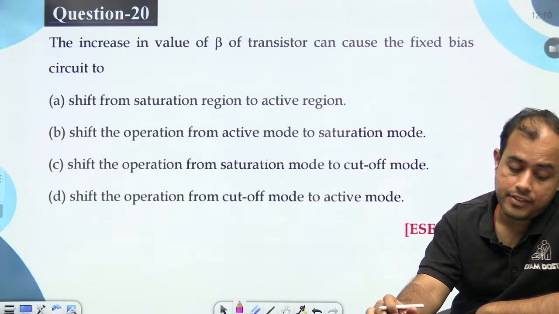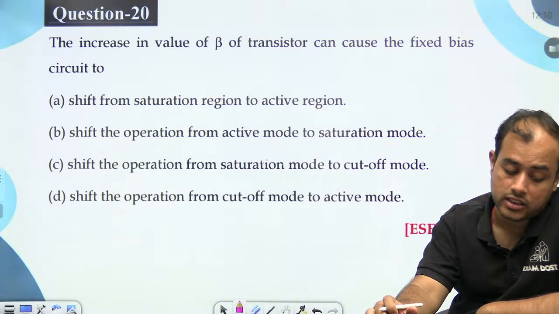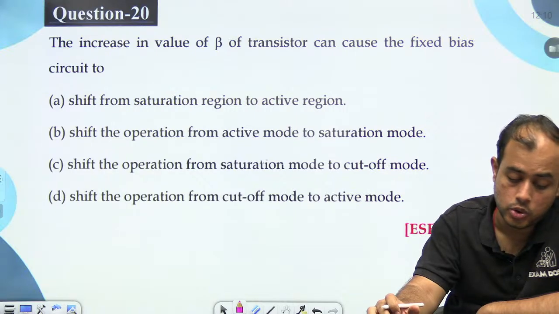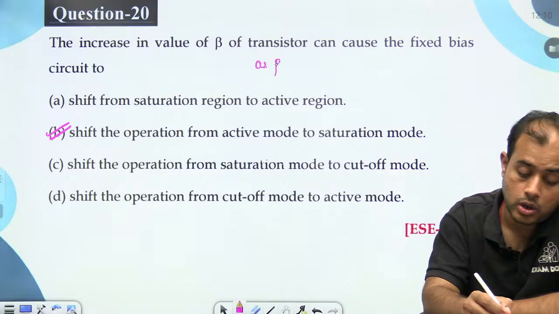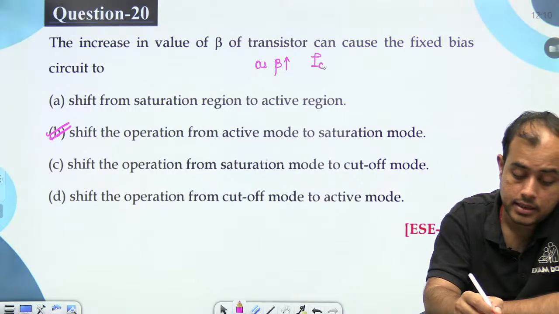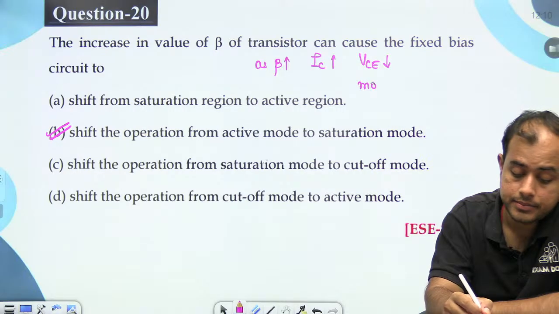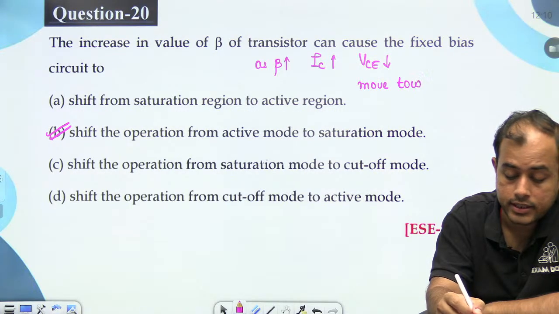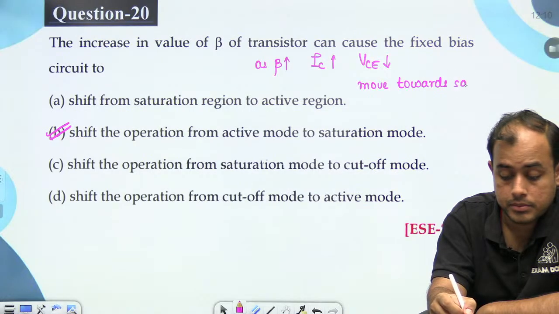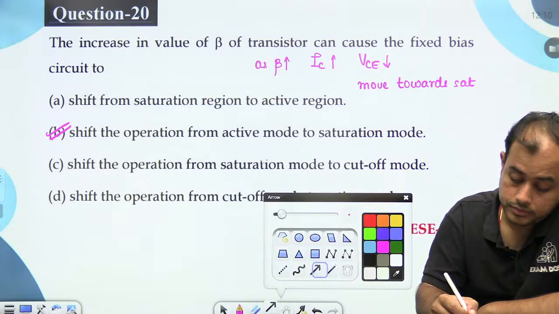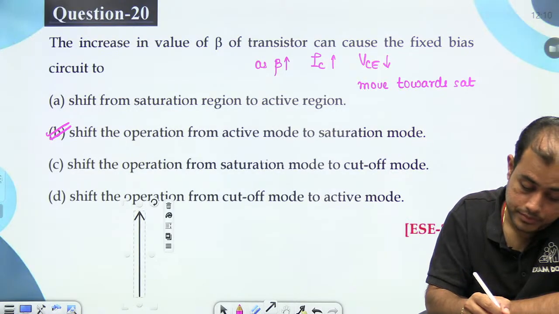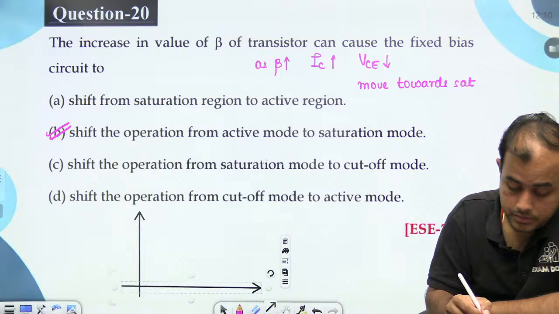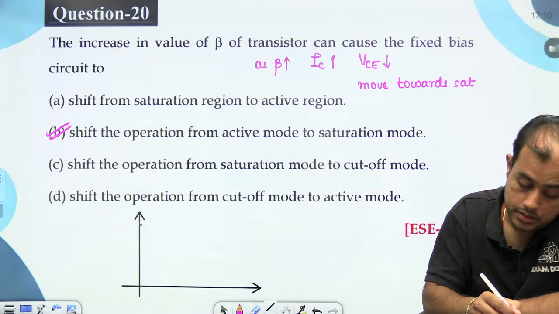The increase in the value of beta of a transistor can cause the fixed bias circuit to shift from active to saturation. Because as beta increases, IC increases, VC decreases. So we move towards saturation. Basically, if you see the load line, this is the load line.